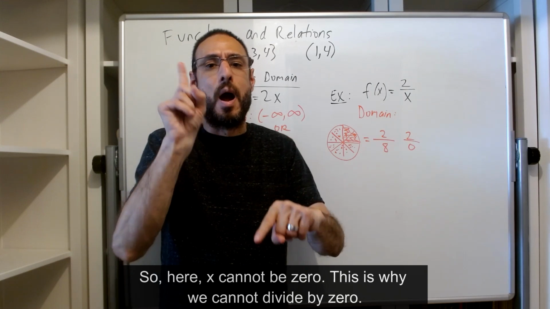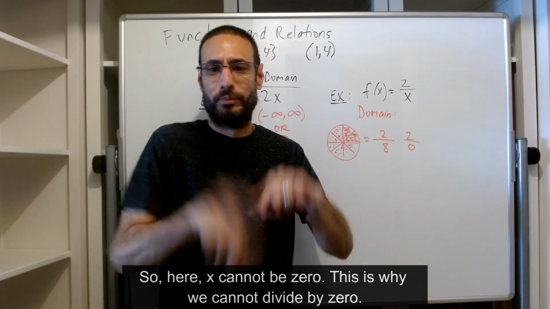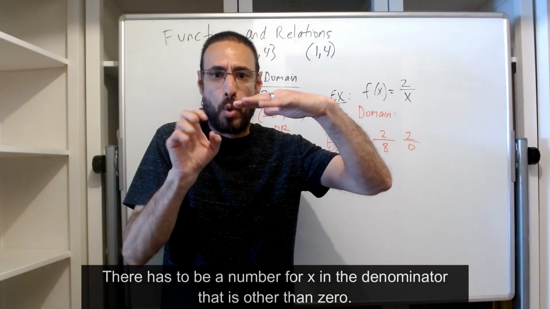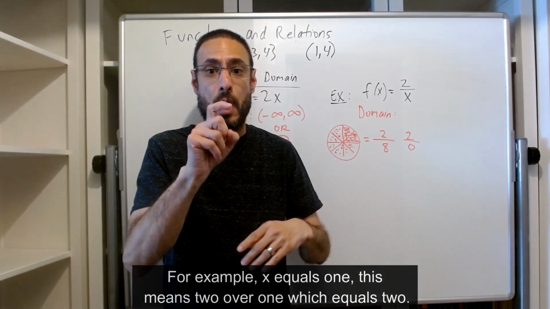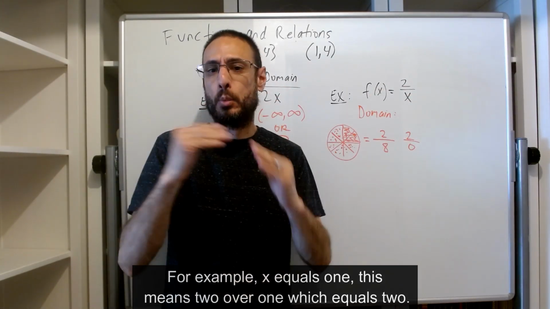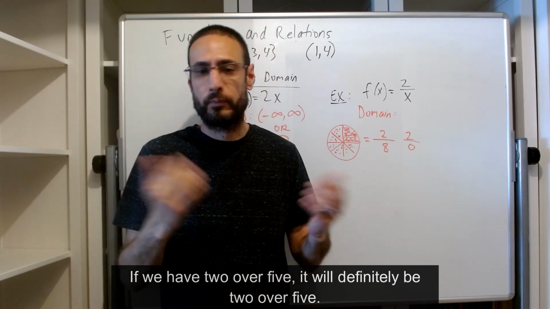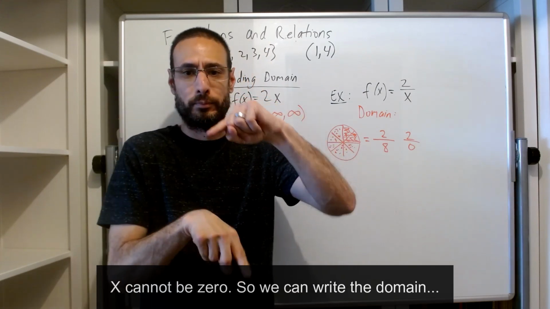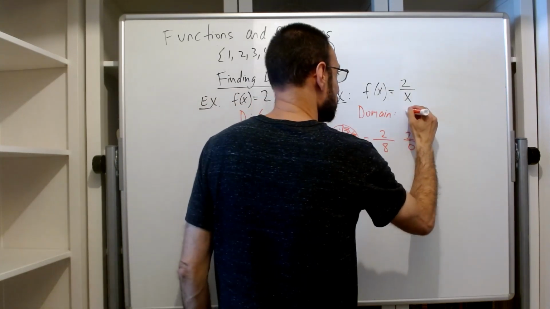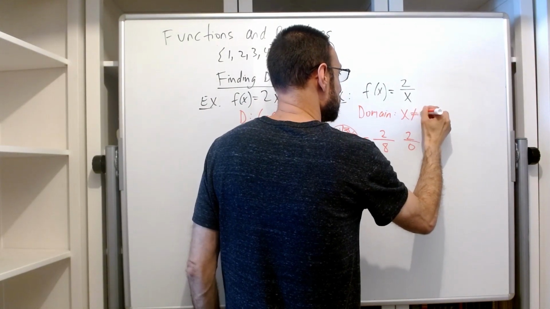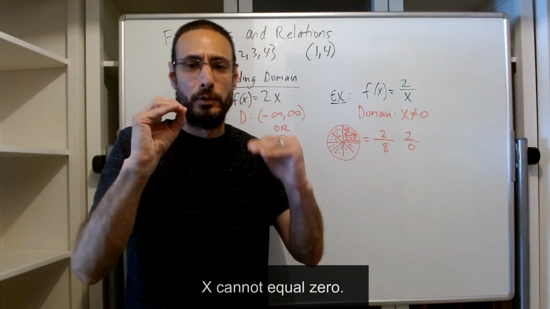So, here, x cannot be 0. This is why we cannot divide by 0. There has to be a number for x in the denominator that is other than 0. For example, x equals 1. This means 2 over 1 which equals 2. If we have 2 over 5, it will definitely be 2 over 5. X cannot be 0, so we can write the domain. X cannot equal 0.